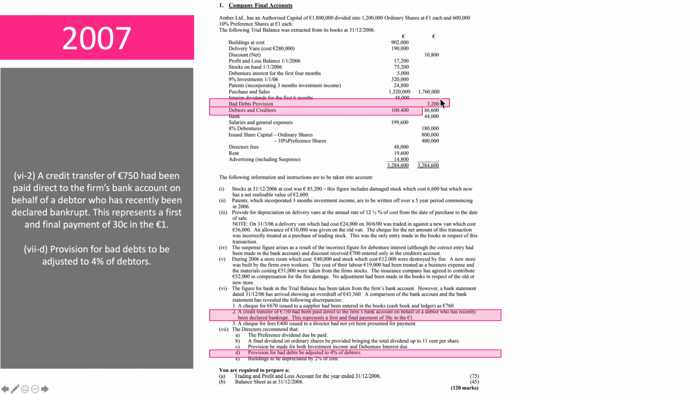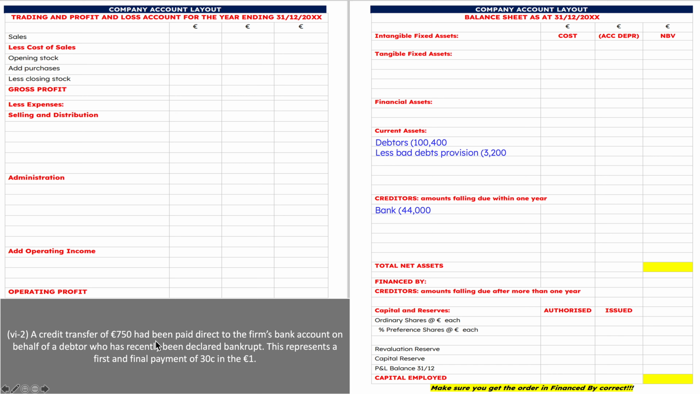Right, in 2007, we have two adjustments here. So we also have bad debts provision there in the trial balance. So adjustment number 7, part 2. A credit transfer of 750 euro had been paid direct to the firm's bank account on behalf of a debtor who has recently been declared bankrupt. This represents a first and final payment of 30 cents in the €1. And then 7 part D, provision for bad debts to be adjusted to 4% of debtors.